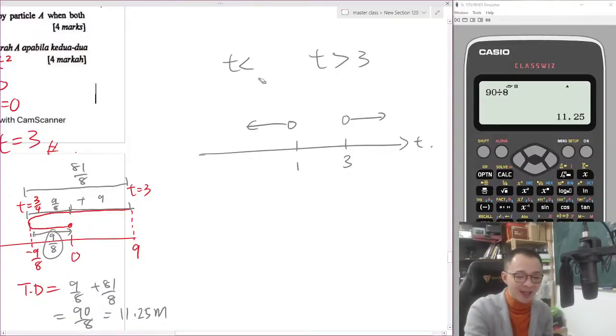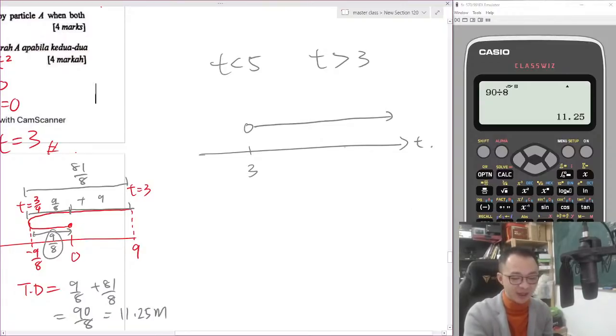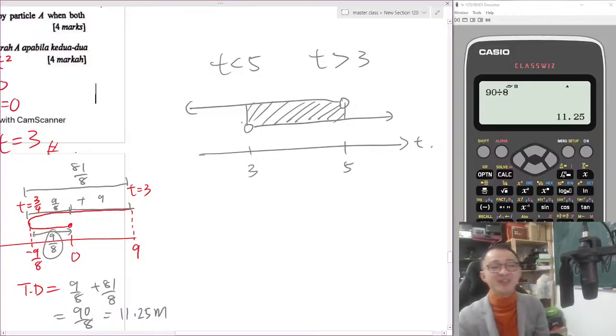But if today I change this one to time is less than 5 and time is bigger than 3, then the time actually overlaps, isn't it? This is 3, time bigger than 3 is going this direction, and this is 5, time less than 5 is going this direction, and this is the part that overlaps, right? It means this is the area where both of the particles also move in the same direction. Okay, so any more questions you want to ask here?